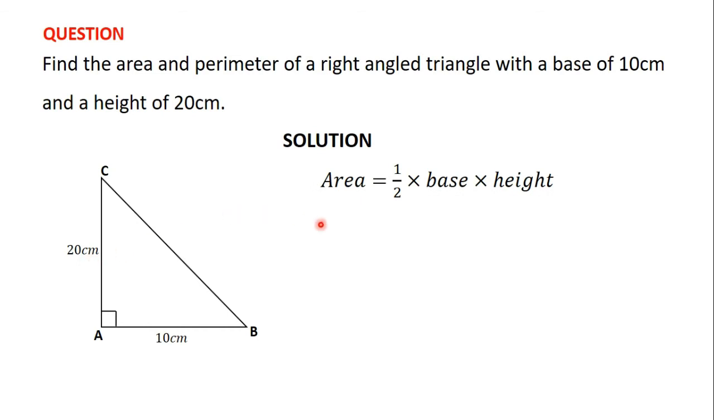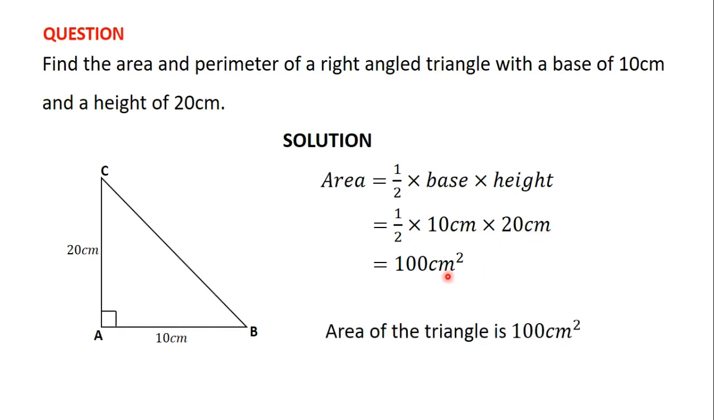Okay, we know that the area of a triangle is equal to half times base times the height. So this is going to give us half times the base, which is 10 centimeters, times the height, which is 20 centimeters. If we simplify this, we are going to have 100 centimeters squared, because centimeters times centimeters will give us centimeters squared. So the area of this triangle is 100 centimeters squared.